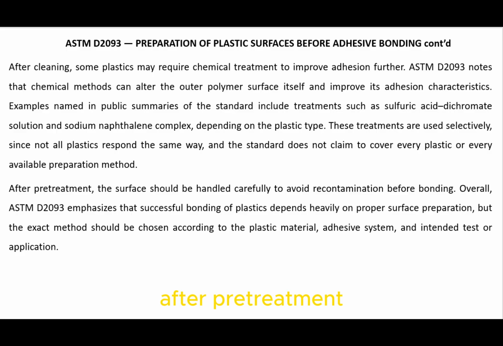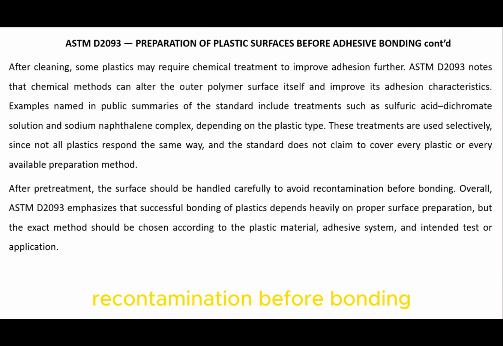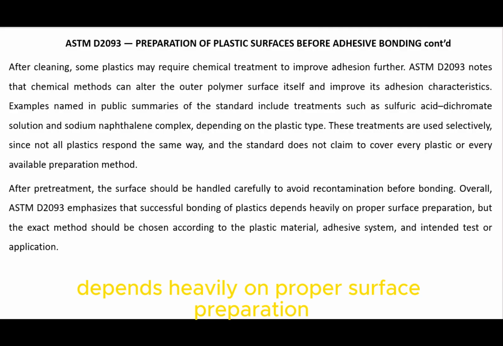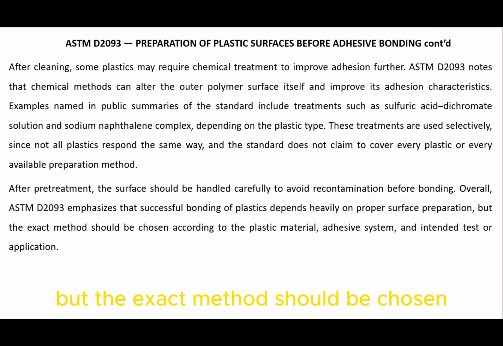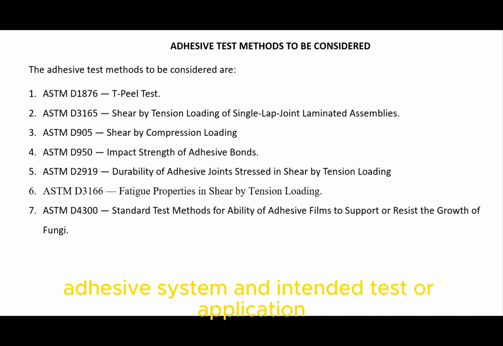After pretreatment, the surface should be handled carefully to avoid recontamination before bonding. Overall, ASTM D2093 emphasizes that successful bonding of plastics depends heavily on proper surface preparation, but the exact method should be chosen according to the plastic material, adhesive system, and intended test or application.